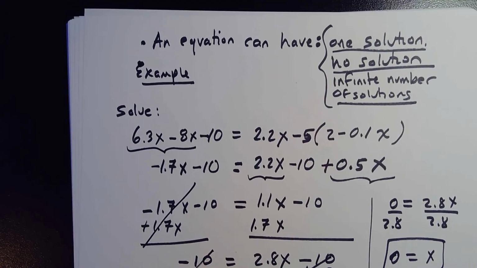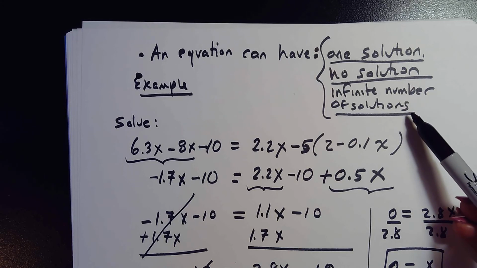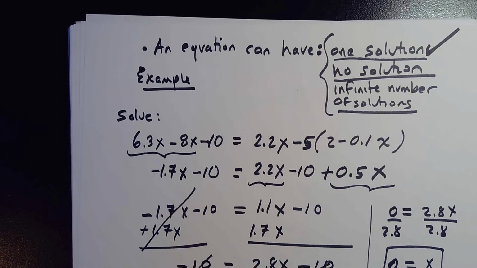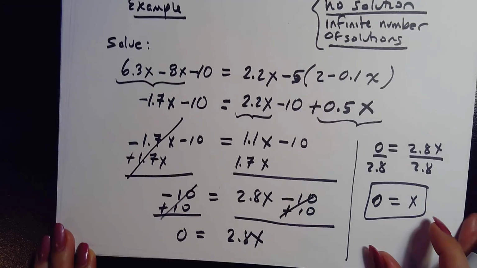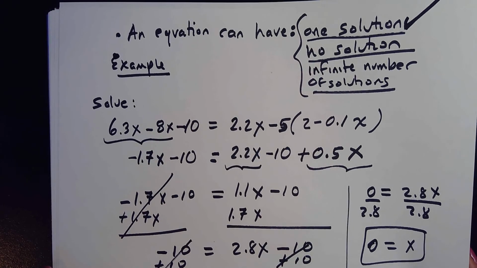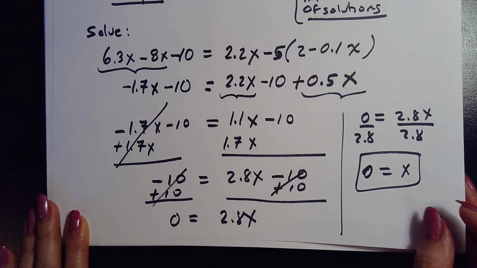So remember the 3 cases. We have one solution, no solution, or an infinite number of solutions. So this is an example of one solution. Okay, now let's do an example of an infinite number of solutions. So there's the top, if you need to see it again, and there's the bottom. So this one has one solution. Now let's do an example where we have many solutions.